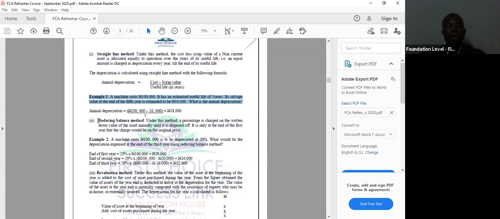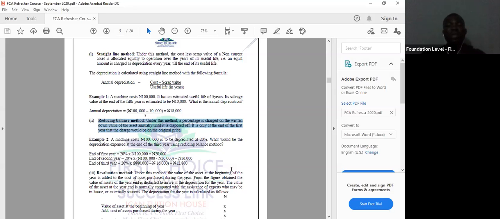The next one that we have is reducing balance, just like the word says, reducing balance. This is actually a method where we use a percentage. We use a percentage to what? To multiply the carrying amount. We use the percentage on the carrying amount, not the cost. There's a difference between the cost and carrying amount. The carrying amount is also known as the net book value.